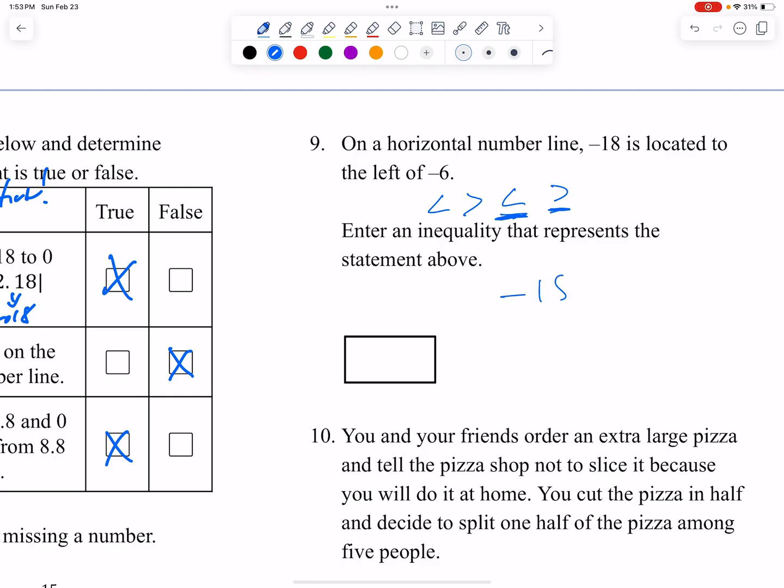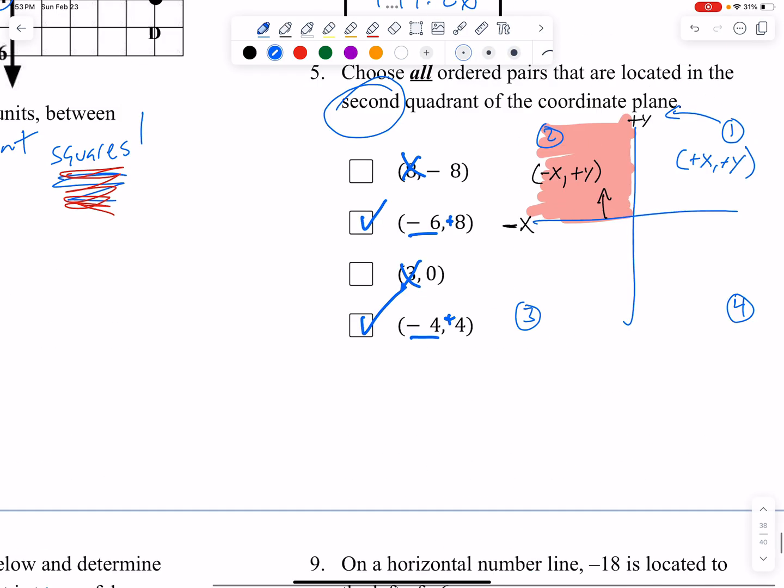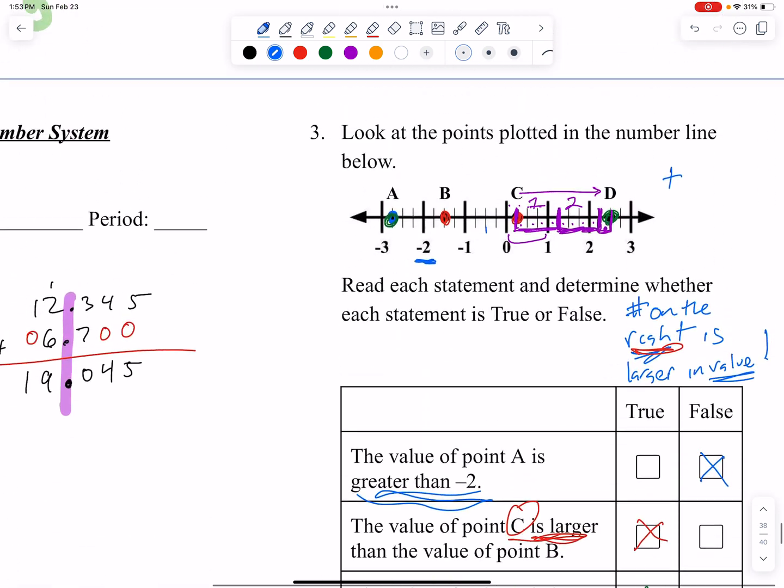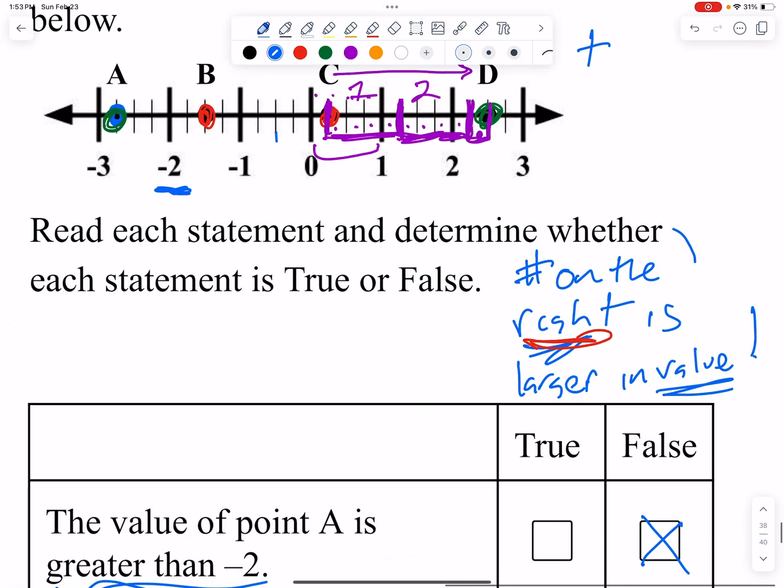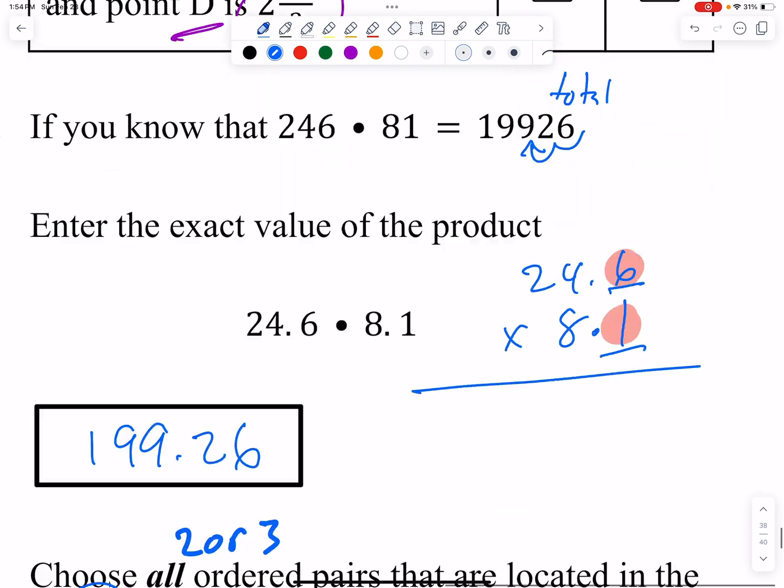So I got negative 18 and I got negative 6. What inequality goes there where they can't be equal? They're not the same number. So which one is it? And remember, was it this one? Nope, it's right here. Boom. Super important: the number on the right side is always larger.